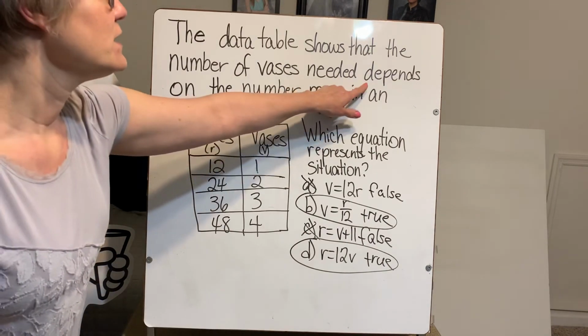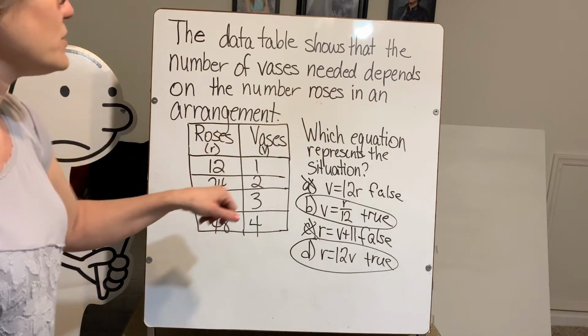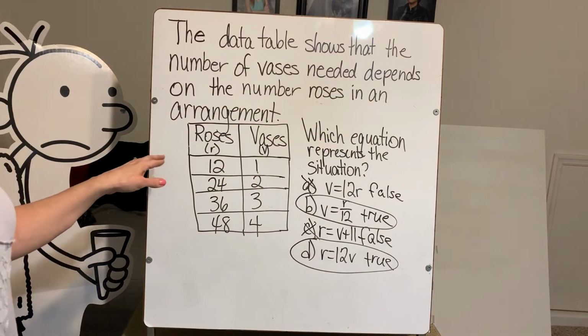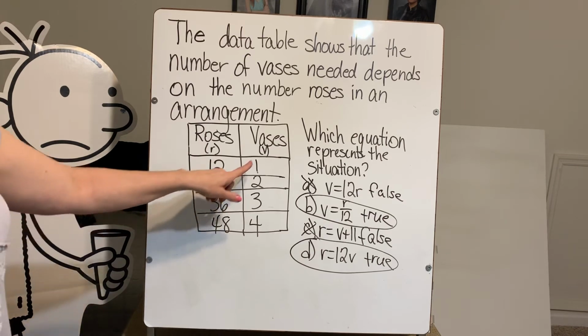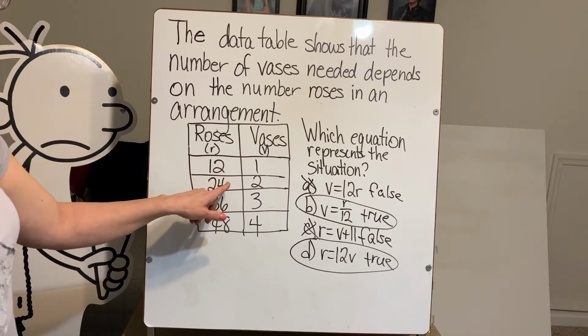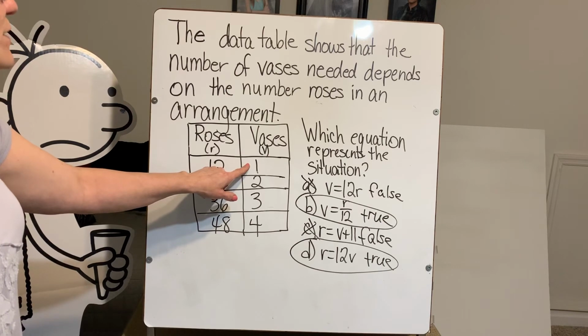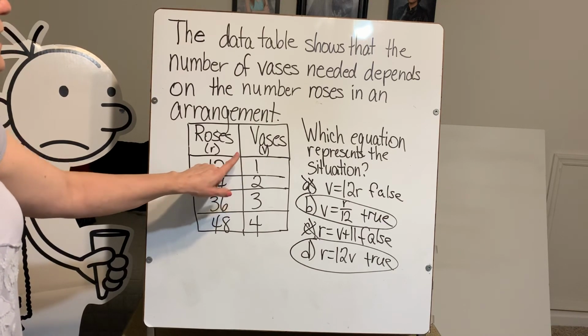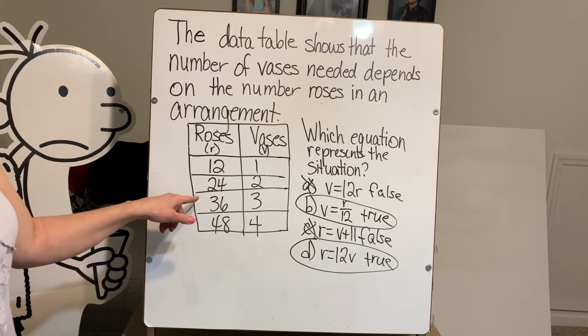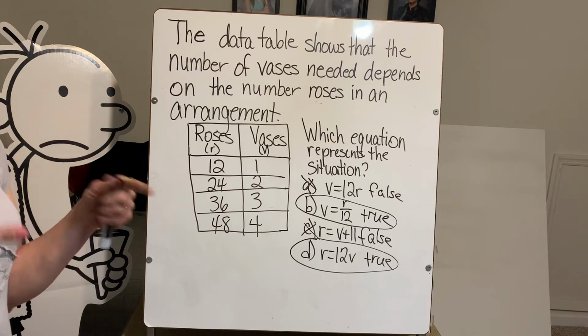They talked about how the number of vases depends on the number of roses. So the number of vases, we've got 1 vase. Now, if we need more than 1 vase, we know we've got more roses. The number of vases is the dependent variable, and the independent variable is the number of roses. So we'll get into dependent and independent variables starting next week.